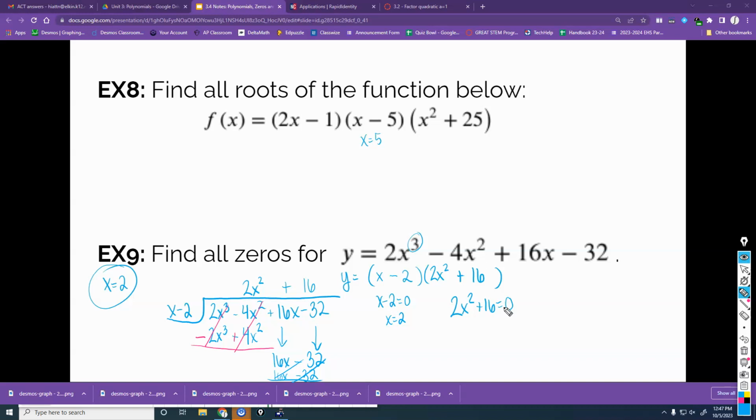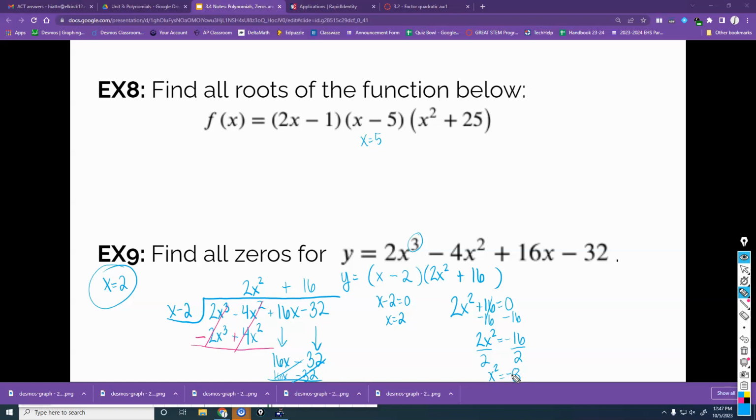What would you divide by? Subtract. Let's subtract that 16 first. It's a possibility, but subtracting first will make it easier. And then divide. So I've got x squared equals negative 8.